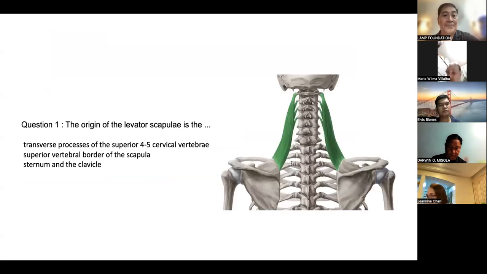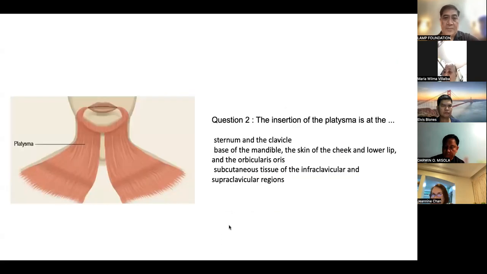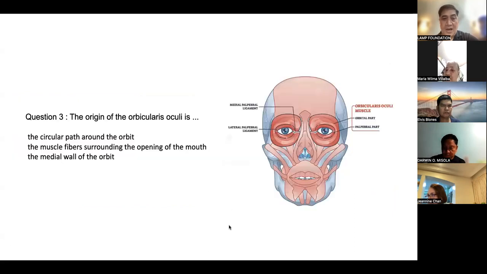Okay, the last one. The origin of the levator scapulae: transverse process of the upper 4 to 5 cervical vertebrae. Okay. Insertion of the platysma: base of the mandible, the skin of the cheek, and the lower lip and the orbicularis oris. Okay.